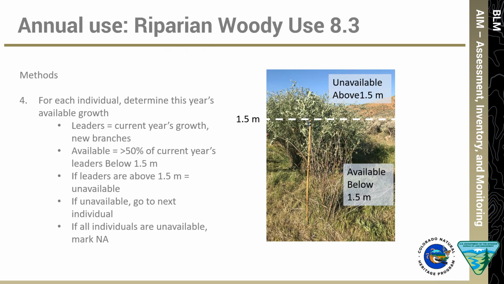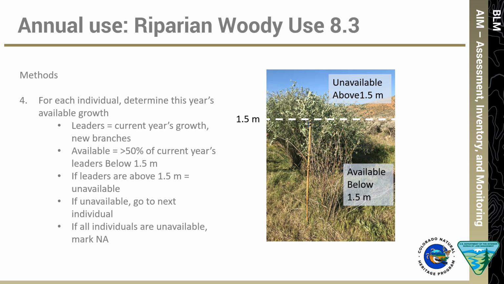Step 4 is, for each individual, determine the available current year's leaders. Current year's leaders are the portion of the stems of woody plants that reflect the current year's growth or that extend from the terminal bud of second year growth. They often appear as long, thin, twig-like extensions growing from terminal buds that have not yet hardened into fibrous woody material. As leaders mature, cell walls thicken and harden into coarse, woody material in the second year. Browse on second year and older branches is not considered. Next, consider which leaders on a plant are available.